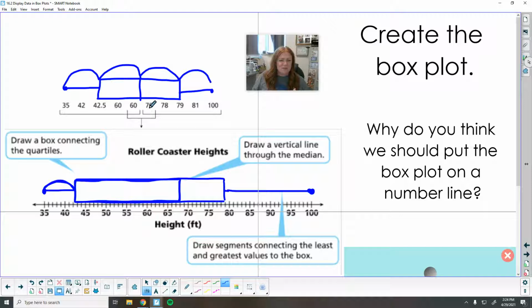This is kind of showing us that to get from 78 to 79 is the same distance as 35 to 42, and we know that's not true. So you need to put it on a number line so everything is spread out the right amount. So you can't just draw it up above. You've got to put it on an actual number line. So we can see, right, this is our part here that's the most compact and together. That means most of our data, 25% of our data, is in that section there.